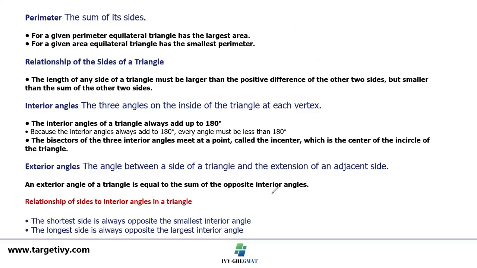Now we come to another level of understanding of triangles. The length of any side of the triangle must be greater than the positive difference of the two other sides, but smaller than the sum of the other two sides. To understand it simply, if there is a triangle, if A, B, and C are the lengths, say C is always more than A plus B.